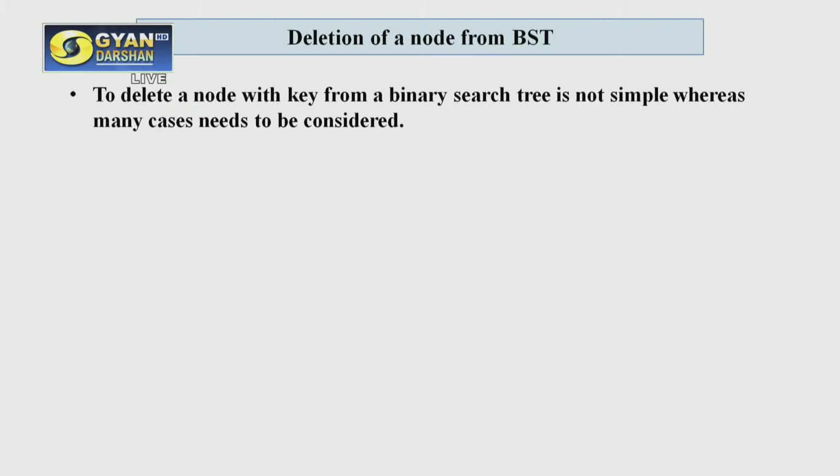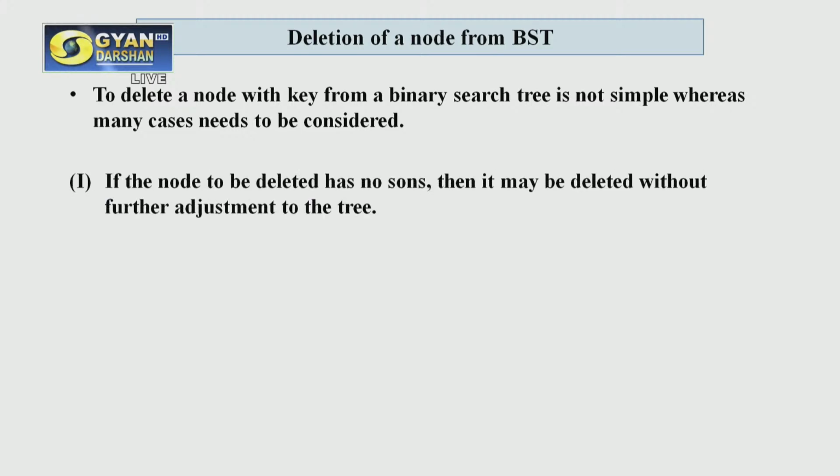3 cases arise. The first case is that if the node to be deleted has no sons, neither left child nor right child, then it may be deleted without further adjustment to the tree. So we can delete the node in this case, and we can make its parent's left field or right field, wherever the node to be deleted exists, null. So this is the first condition.